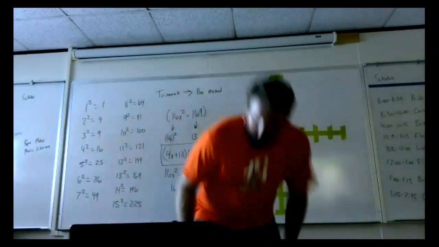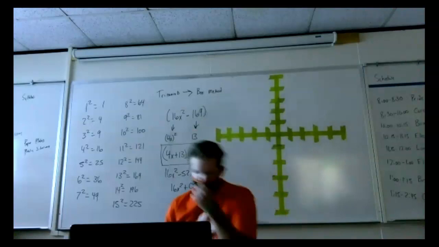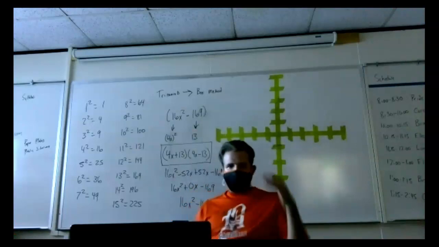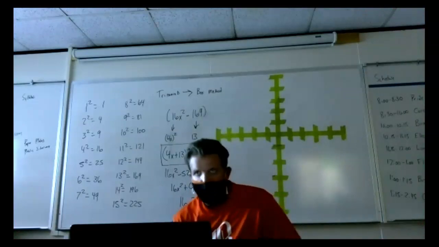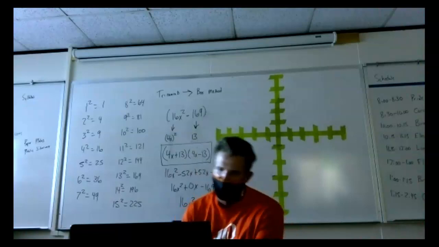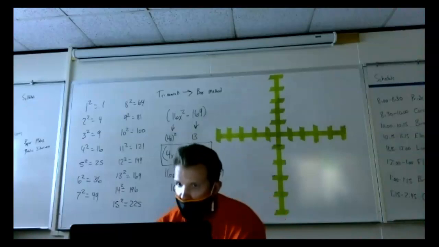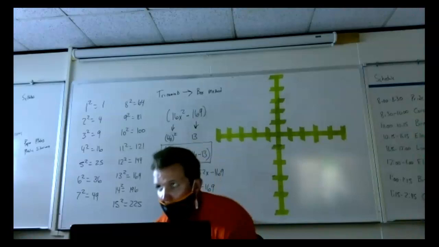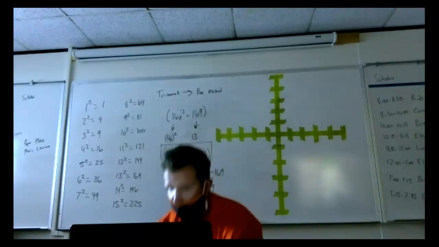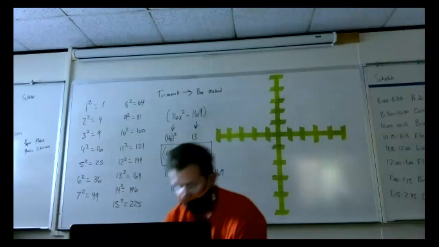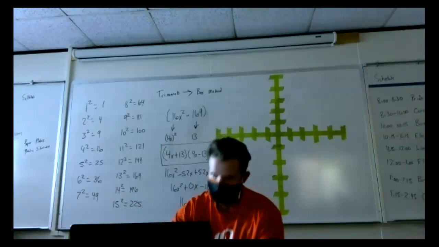So like I said, when it comes to perfect square trinomials, it's making sure your value for A and your value for C are perfect squares, and then making sure that the middle term matches up to 2 times A times B, as it's presented in the book.